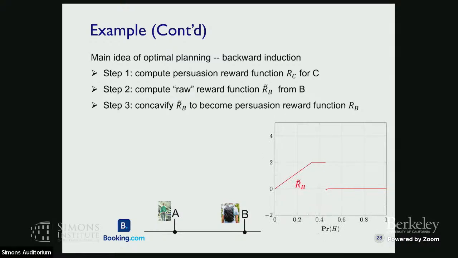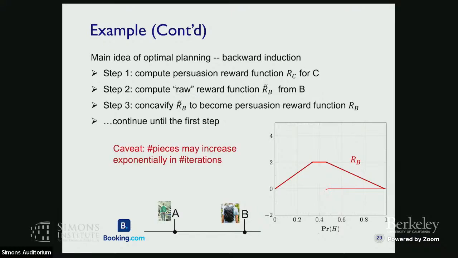I start from R tilde B. I didn't show you the numbers for this receiver B, but I worked out a numerical example, which turns out to have four pieces for this R tilde B. Then I can do a concavification to get my R B, and I can continue this until the first step. That's how you can do these Bellman updates in this model.